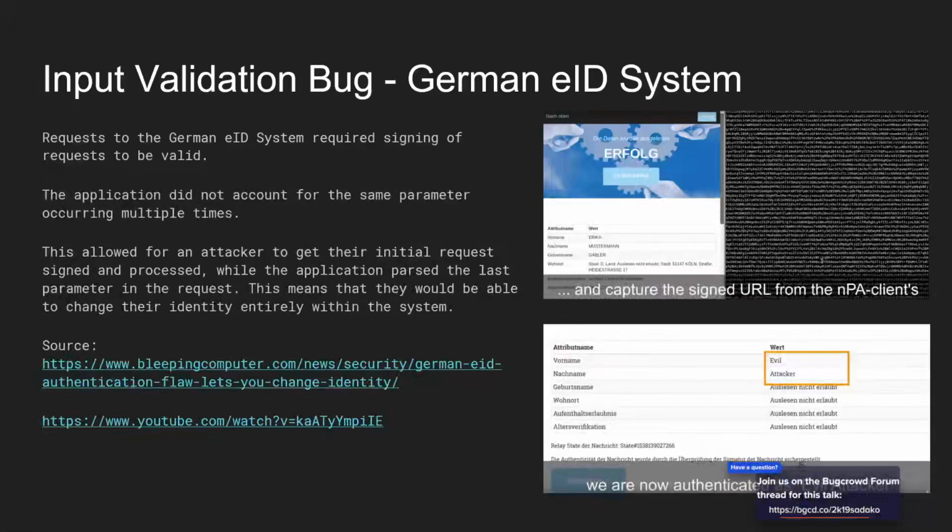So it allowed for an attacker to get their initial request signed and processed, and then piggyback onto the request with another parameter, which means that they would be able to do things like change their identity entirely within the system. So this person was able to actually change their first and last name within the German EID system using this. I'll have the slides available, but there's an awesome YouTube video and a blog post about it that you can read.